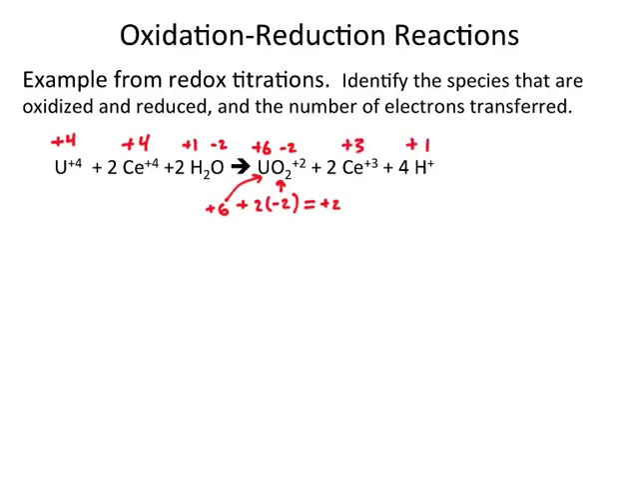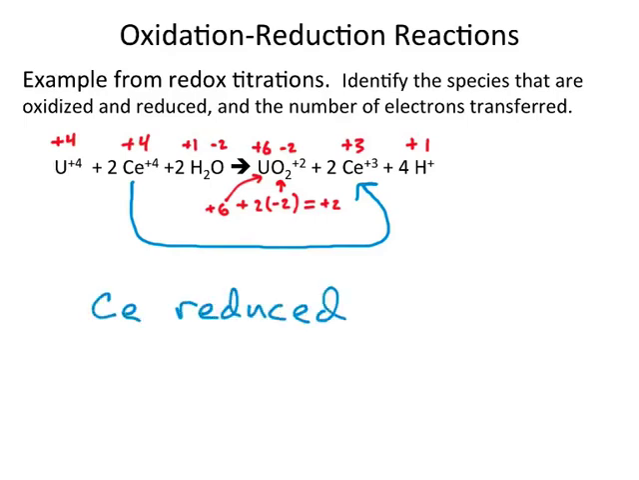All right. So we've done the hard part. Now we just look at this and try to figure out which species changed. So I can see that the cerium goes from +4 to +3. And so that means the cerium was reduced because this charge numerically went from a higher number to a lower number. It was reduced. All right. The uranium, on the other hand, went from +4 to +6. So it had to lose electrons to make that happen. Oxidation is loss. So the uranium was oxidized.